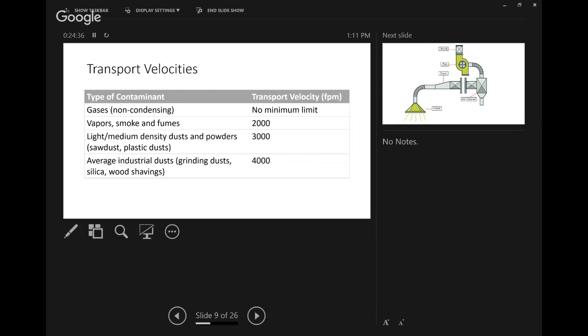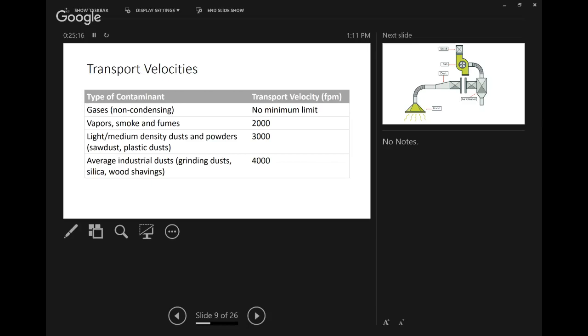So transport velocities for gases, like non-condensing. So it's not going to condense on the sides of your duct and settle out. It could be, I mean, very, very low air velocities. So, 1 foot per minute may be sufficient. So like the VOCs at the 3D printing lab, it doesn't have to be an intense system to transport it. As long as any of the air is moving in the right direction, then the rest of it's going to kind of go with it.